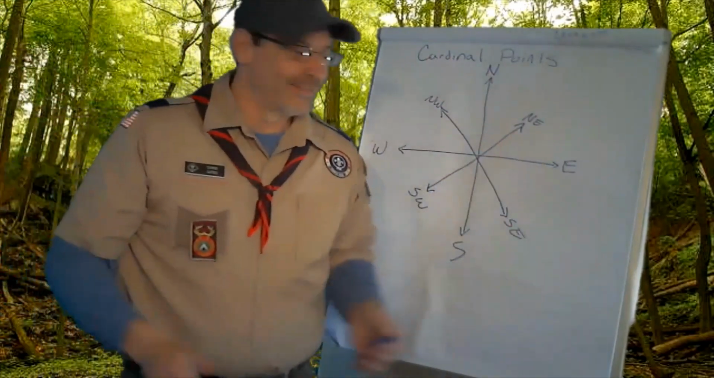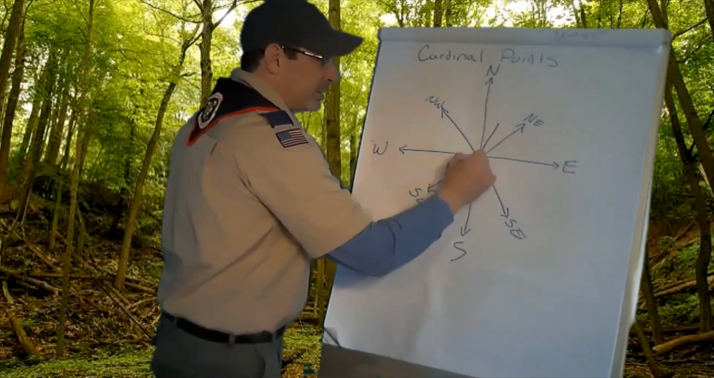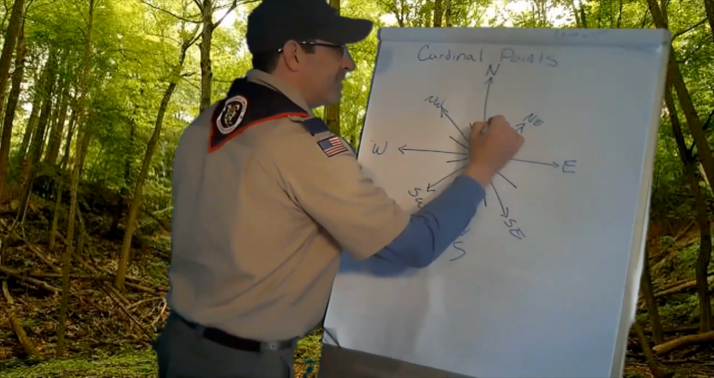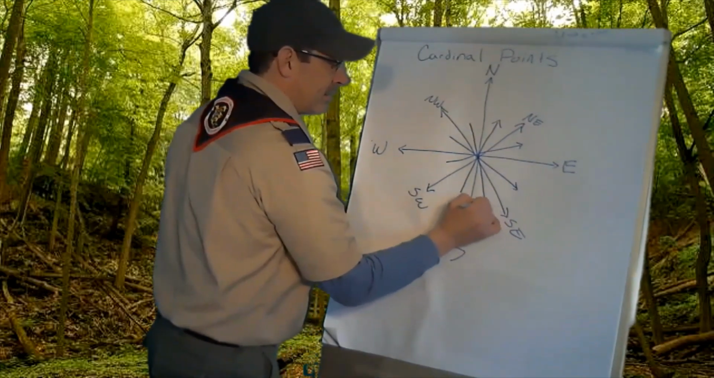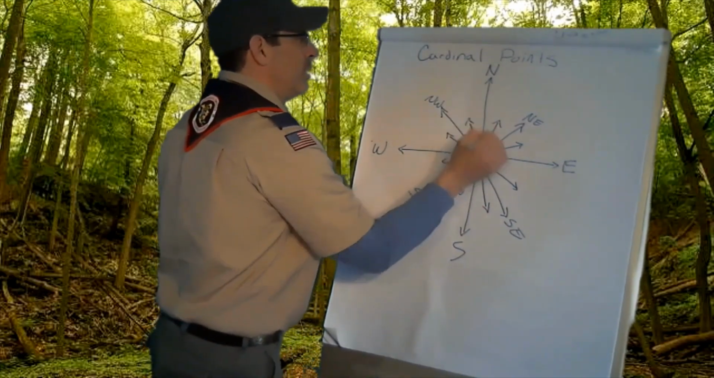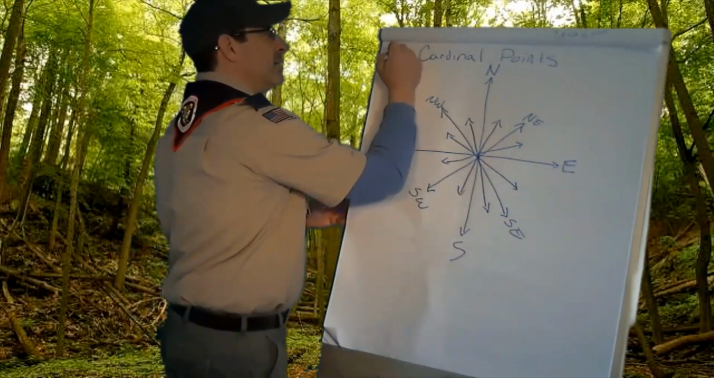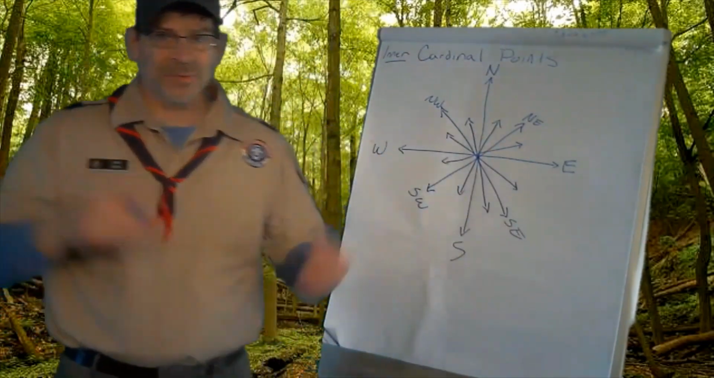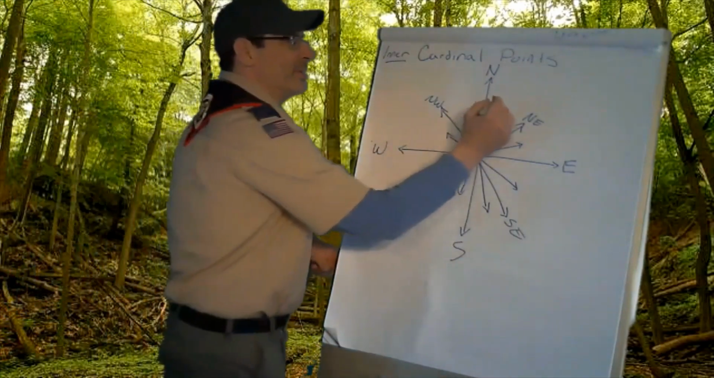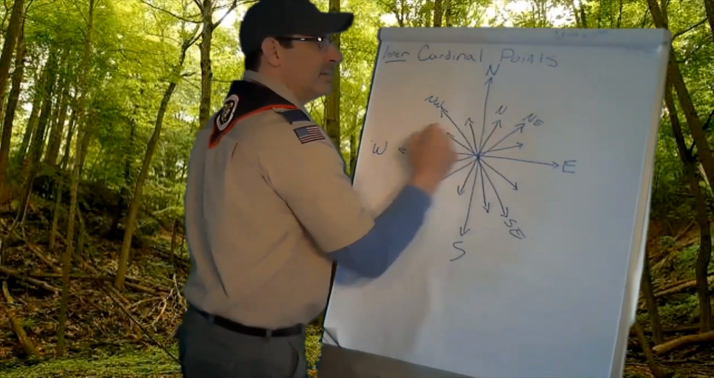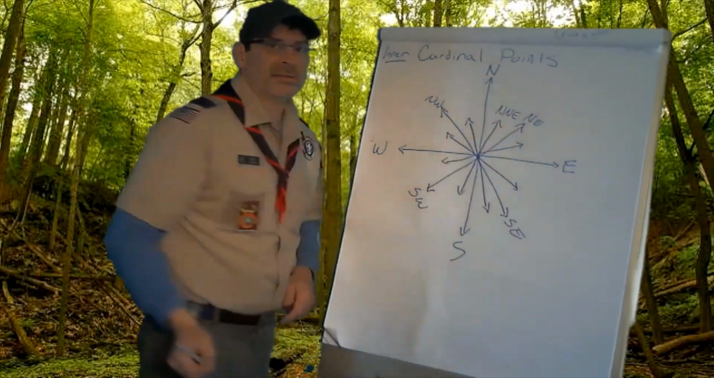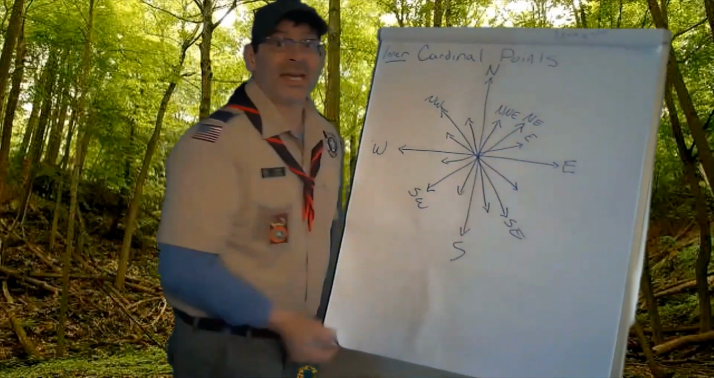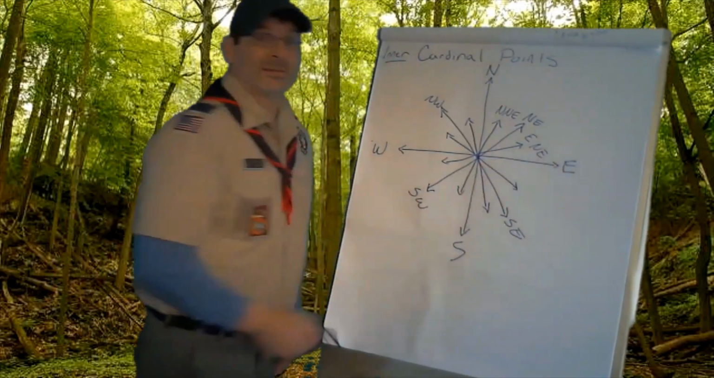But wait, there's more. So we actually have 8 more. So there's 2, there's 4, there's 6, and there's 8. Another set of inner cardinal points. Okay? So how do we know what the name of those ones are? This one here is closer to north, isn't it? I'm going to put north, north, east. This one here is a little closer to east, so it's going to be east, north, east. See how that works?